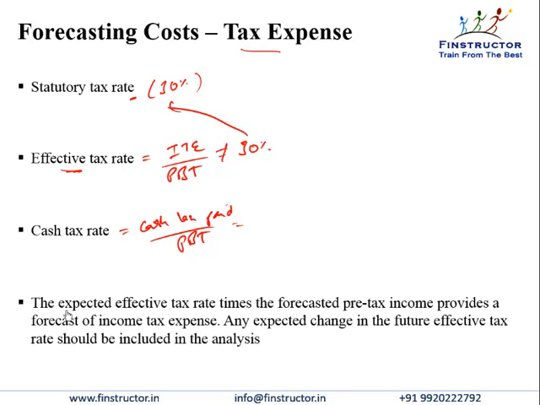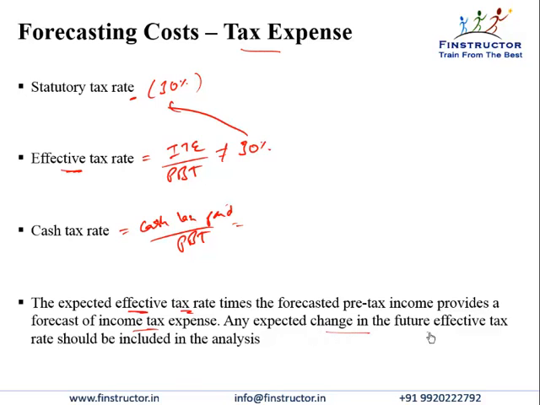Now, the expected effective tax rate is what we are interested in forecasting. We normally take help of the guidance of the management. We speak with the management to understand the tax regulations and the tax rates that are expected to be in the future. So we forecast the effective tax rate, multiply it with the forecasted PBT, which will give us a forecast for the income tax expense.